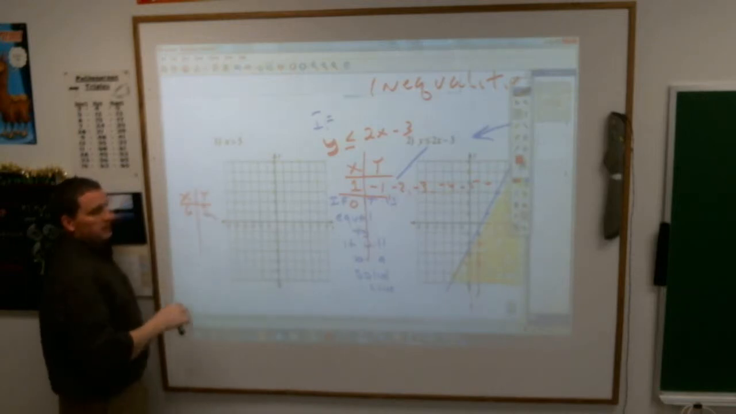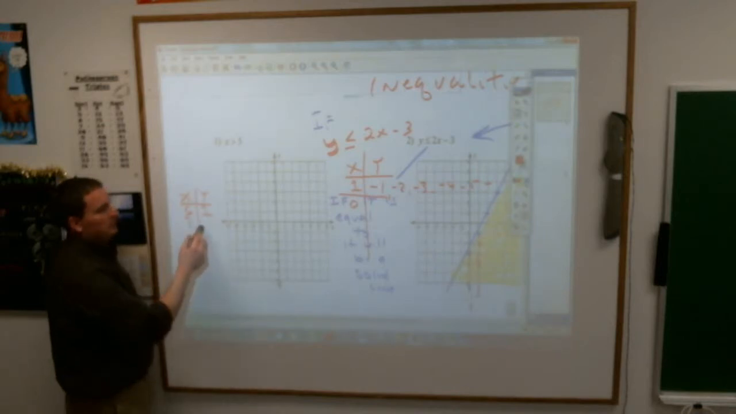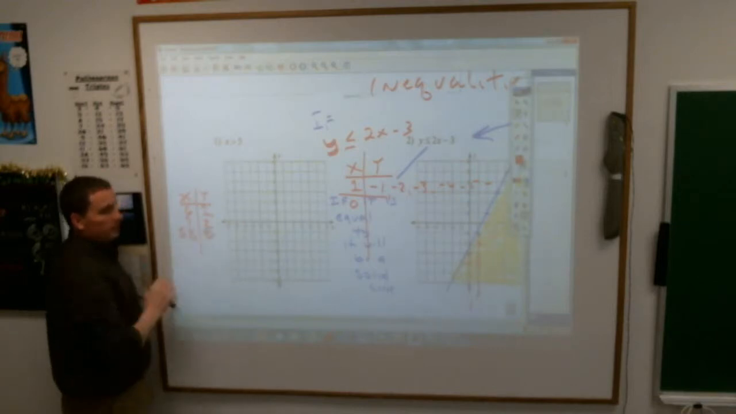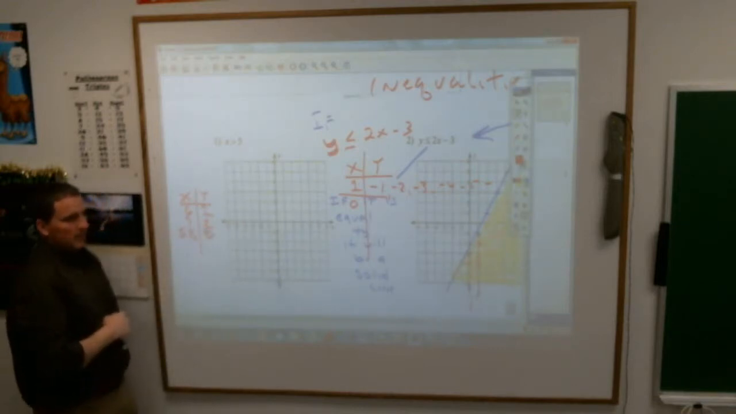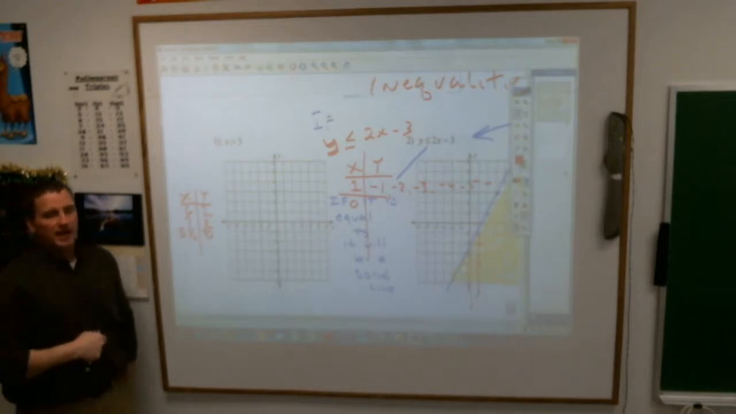Give me another number greater than 5. 7. Y could be 2. Well, now we're getting a pattern here, but let's say x is 9. Well, x could be 500. 5.5, and y could be 0. Okay, how do I show that on a graph?